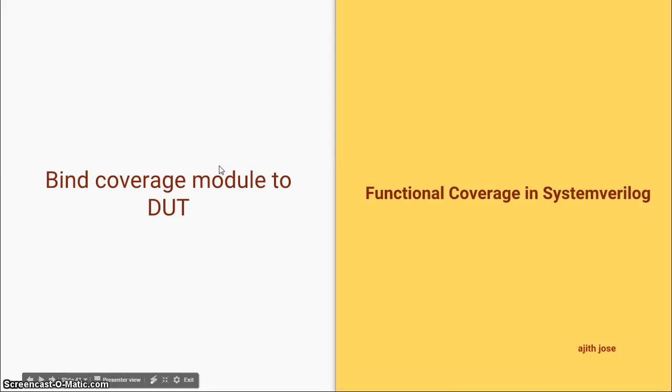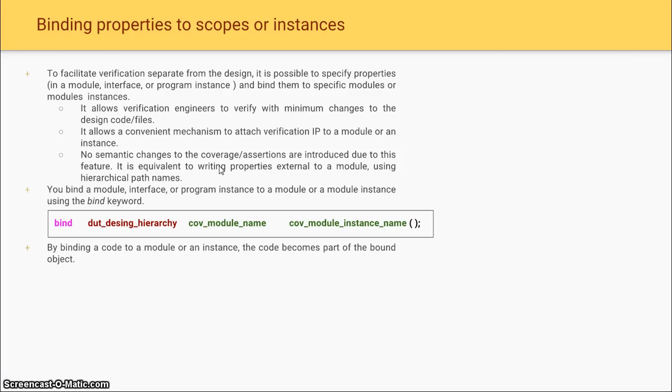Bind coverage module to your design code. Usually your design will be available separately, and you will be writing the coverage points or the assertions in a separate module or in a class, and you want to plug your new coverage code into your design code. SystemVerilog supports that by using a facility called bind, with which we can incorporate the new code into an existing module without changing any part of your existing DUT code.